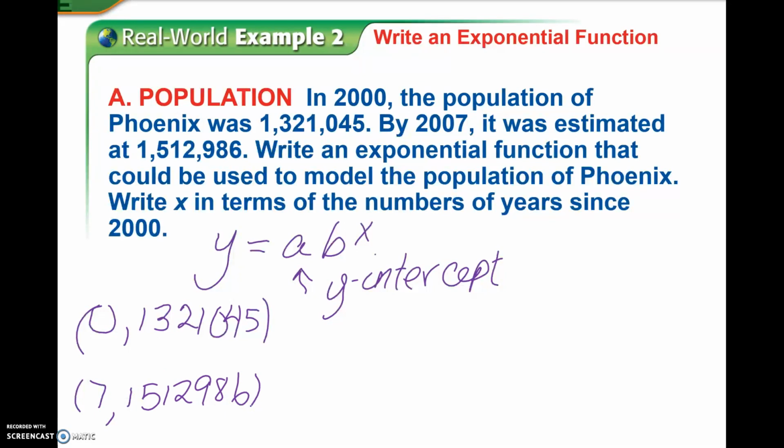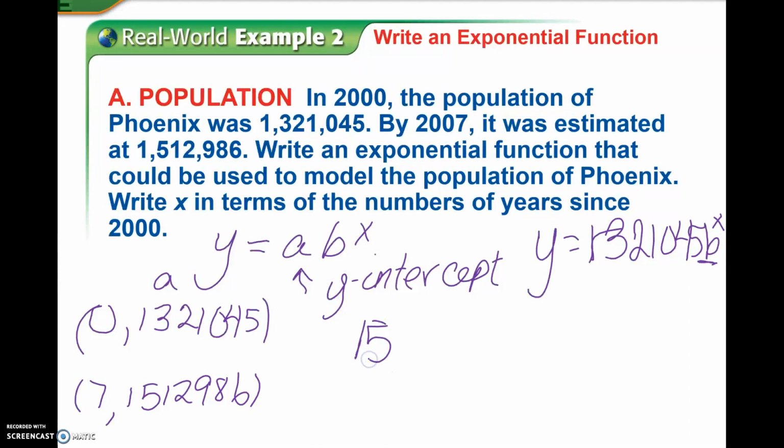So what we're going to do is we're going to plug these in. This is going to be my a. So we have y equals 1,321,045, b to the x. But we know that when x was 7, the y was 1,512,986. We need to find this b so we don't have two variables. So let's plug those in.